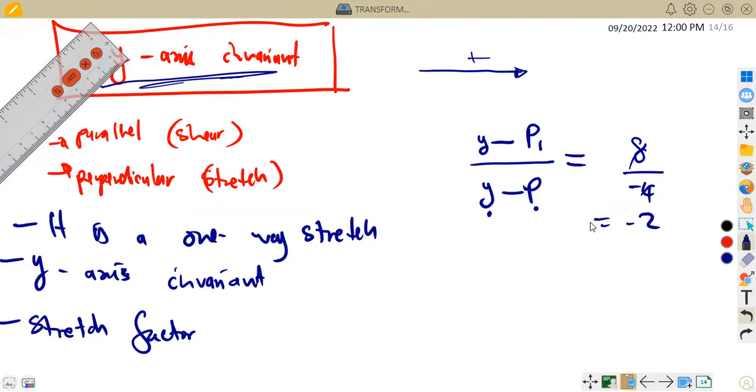By dividing by -4, we are going to obtain -2. Okay, you do the same on Q, that is from the invariant line, which is the y-axis, to Q1, which is the image, over the same invariant line to Q, which is the object. We must get the same answer. That is just a proof.